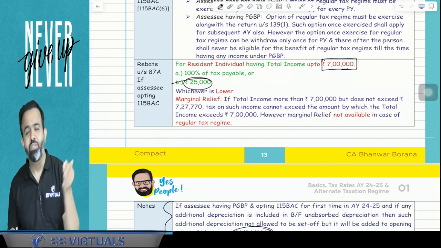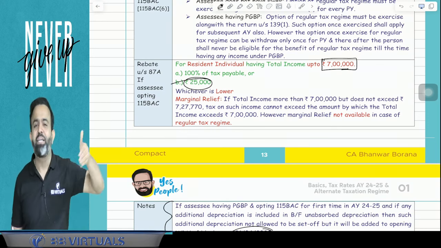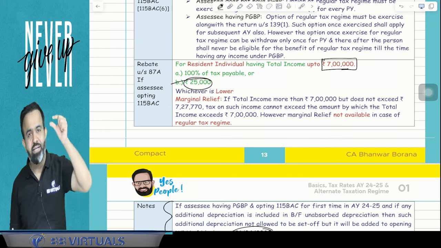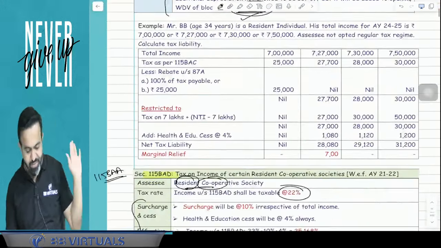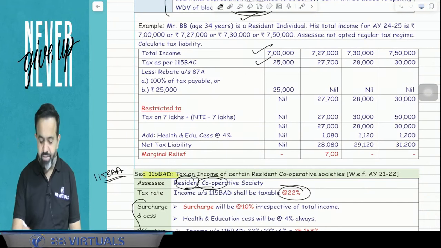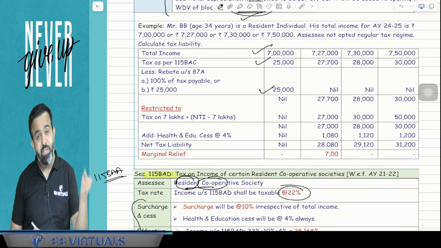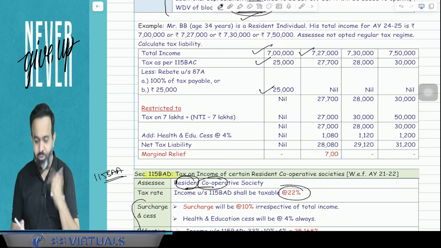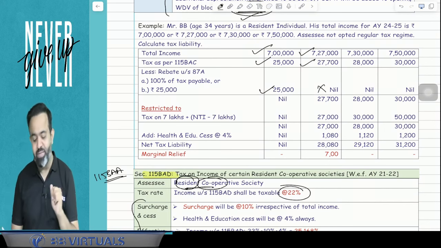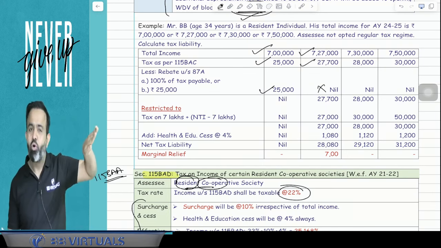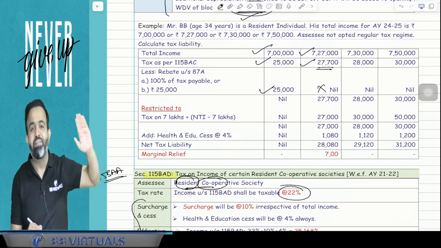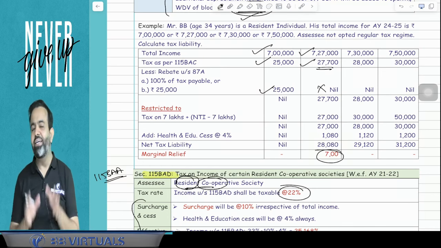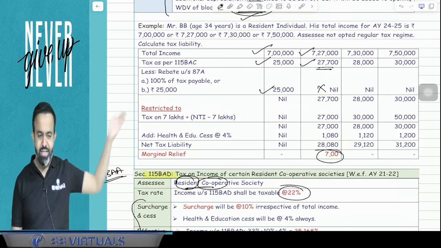But guys, here they have introduced the concept of marginal relief. Means if your income is a little bit more than 7 lakh, then obviously this rebate is not available, but here the marginal relief concept is applicable. I can take an example. Suppose your total income is 7 lakh, then your tax is 25,000, your rebate is 25,000, there is no tax. But suppose your total income is 7,27,000. So what is the tax? Tax will be 27,700. Guys, rebate is not available, but here the marginal relief concept is applicable. Here your income is increased by only 27,000, and due to that tax is 27,700. So here 700 will be your marginal relief. You got my point or not? Yes. Just check all three examples, you will be able to understand.